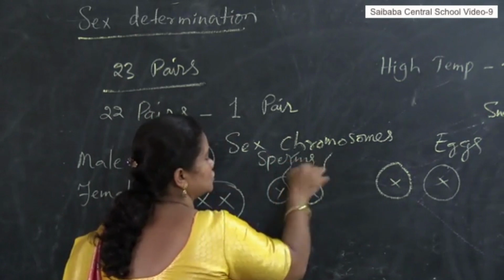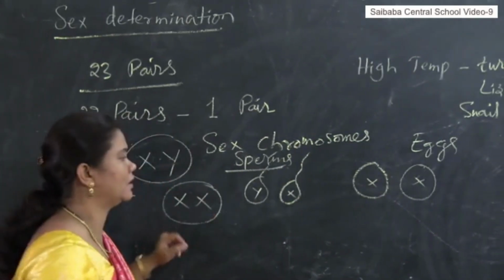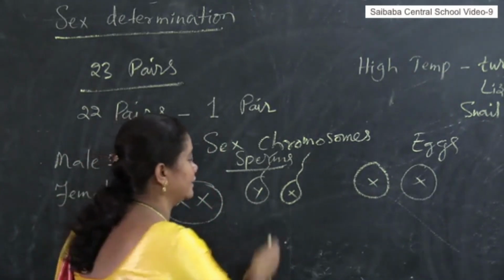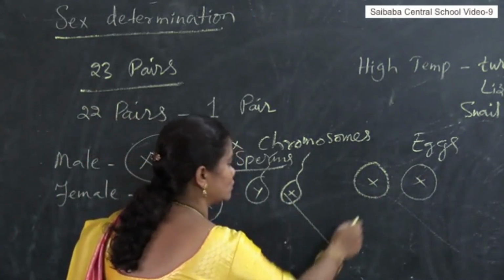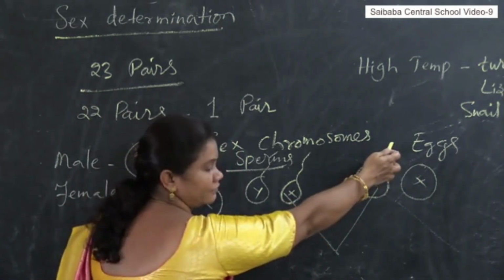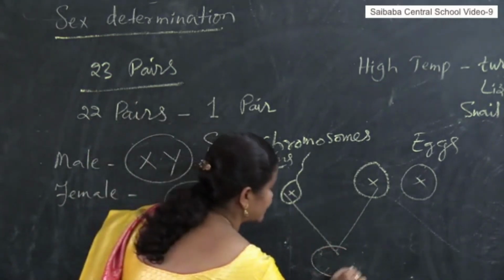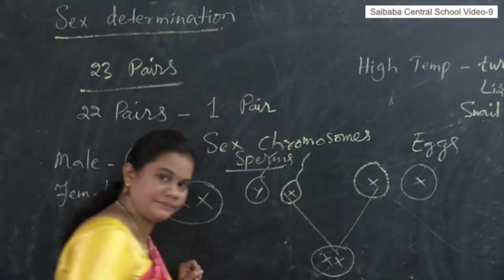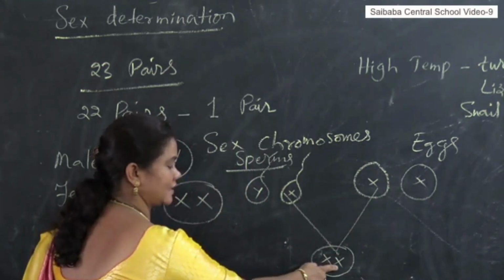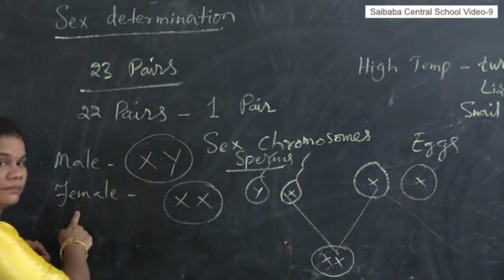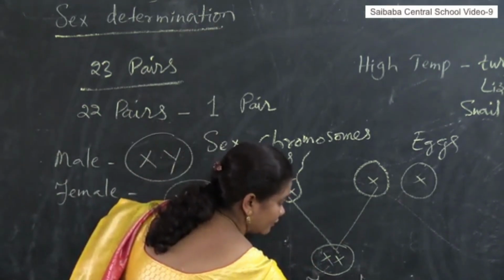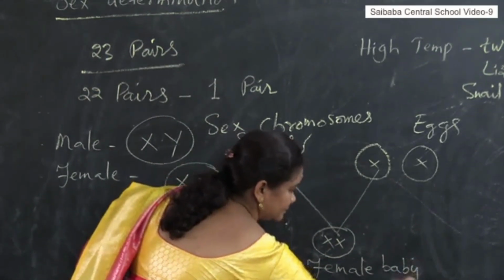So at the time of sexual reproduction, during fertilization, if a sperm contributes X chromosome to the X chromosome of an egg or of a female, the resultant zygote would be X and X. Are you getting my point? So the individual with XX sex chromosomes is termed as what? Female. So this zygote in the future will develop as a female baby.